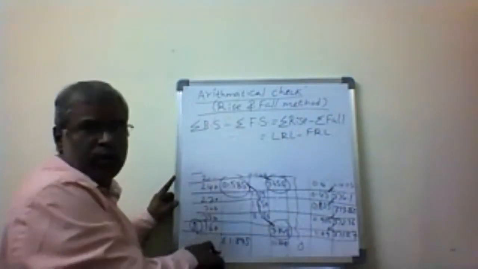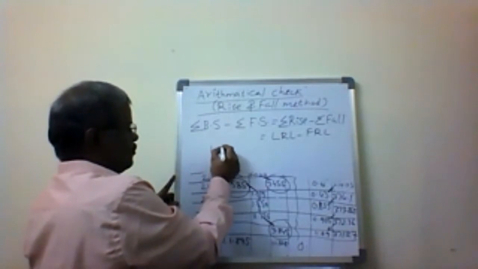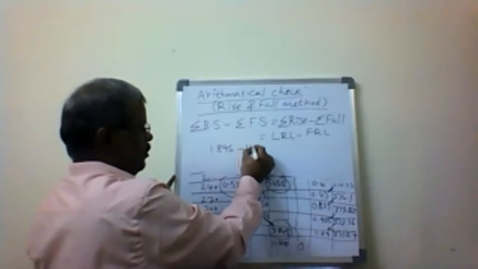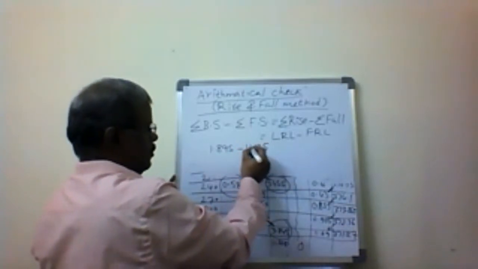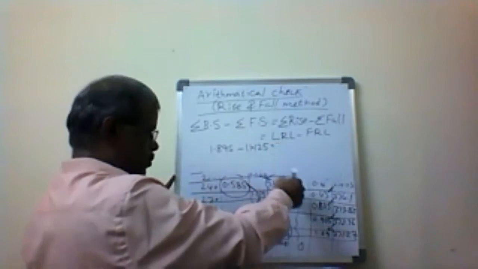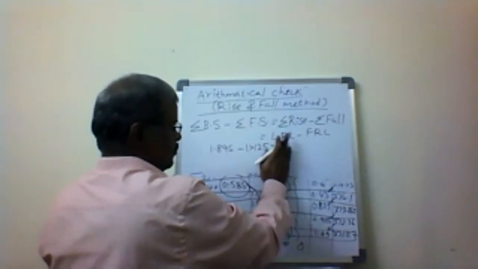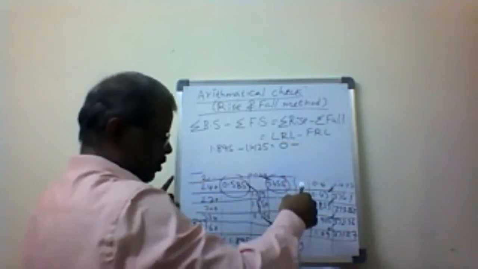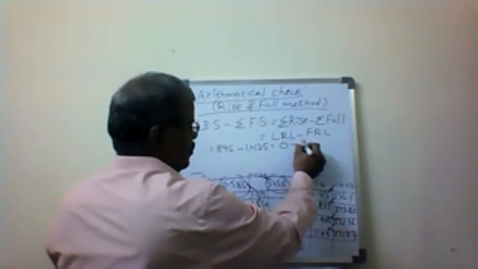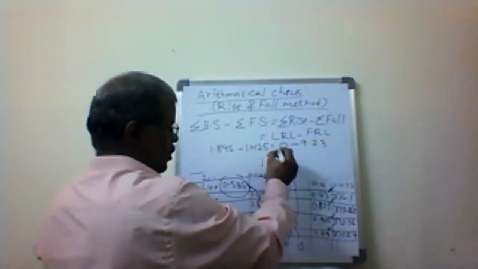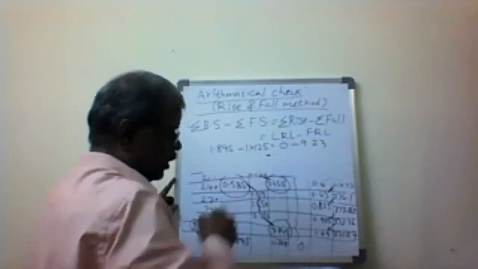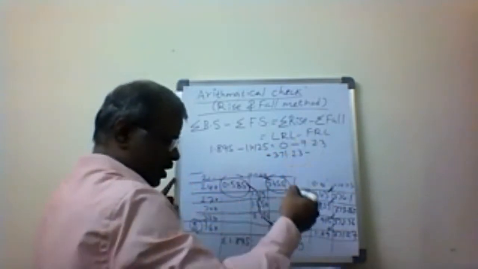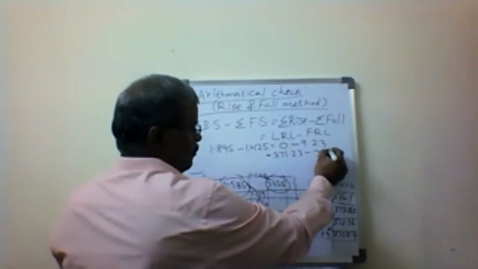The summation of backsights is 1.895 minus the foresights 11.125, which equals sigma rise, 0, minus sigma fall, 9.23, which equals the last RL, 371.27, minus the first RL, 380.5.